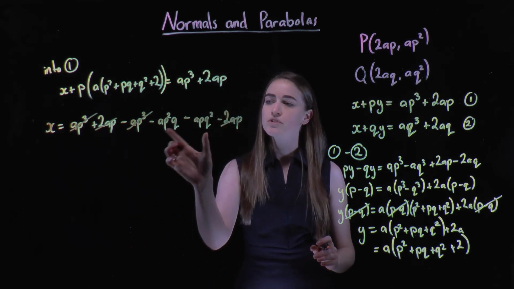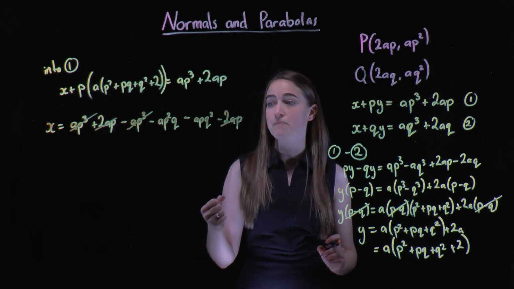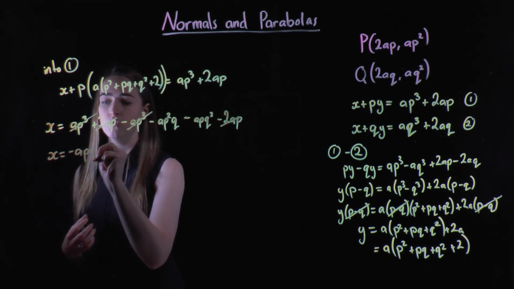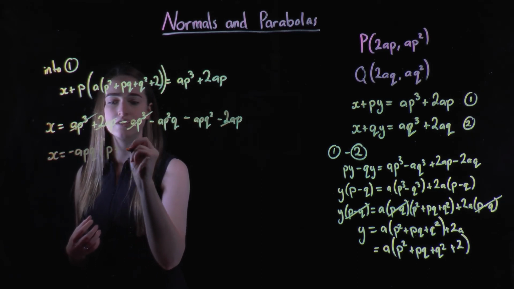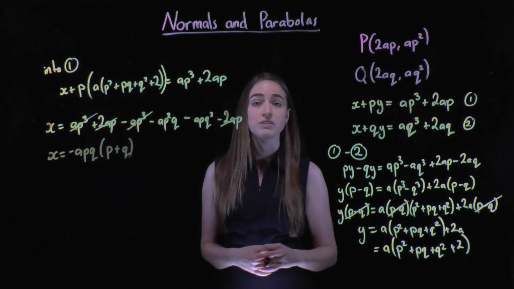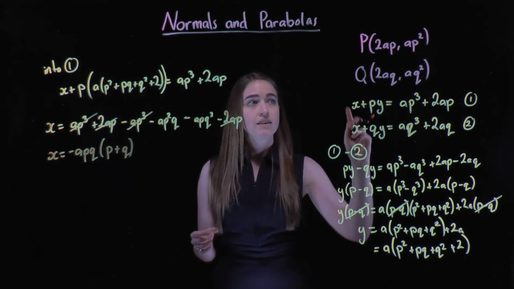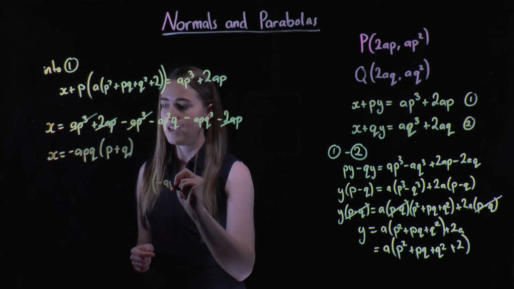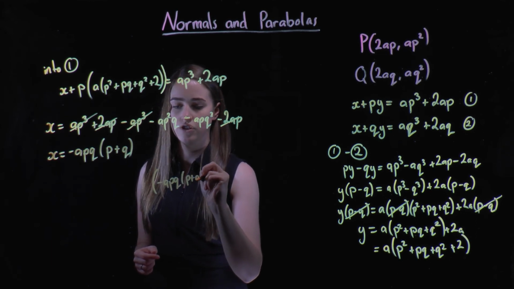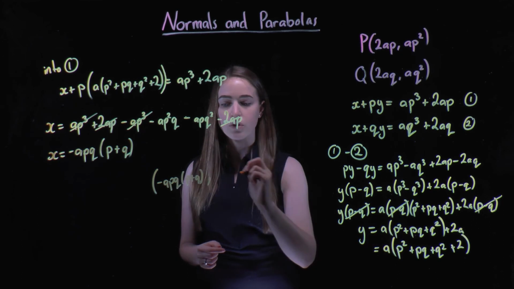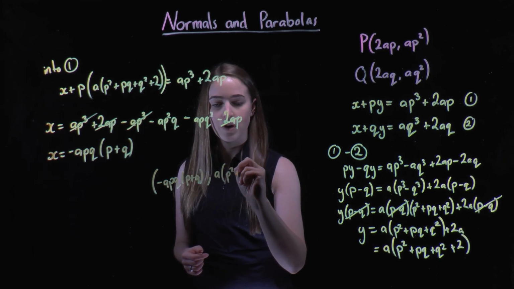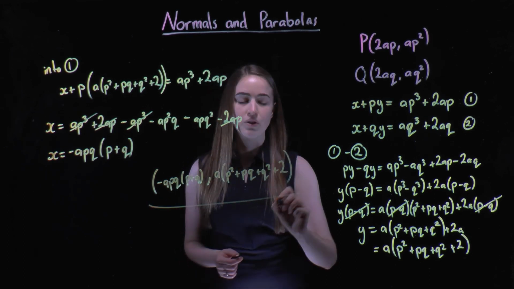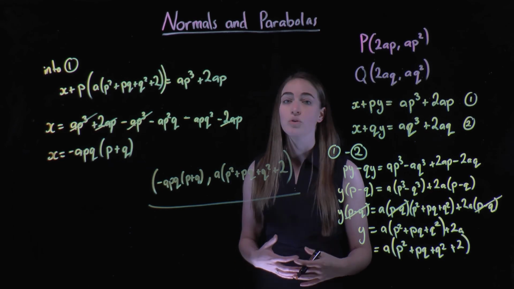So then we've just got this bit. So I'm going to pull out a minus apq as my common factor. So I'm going to have x equals minus apq outside of p plus q, because I pulled out the negative, so that becomes a positive then. So that's my x-coordinate. So that means the point of intersection of the normals at these points is given by minus apq, p plus q for the x-coordinate. And then for the y-coordinate, we're going to have a outside of p squared plus pq plus q squared plus 2. So that is the point of intersection. So that's having a look at normals to parabolas.